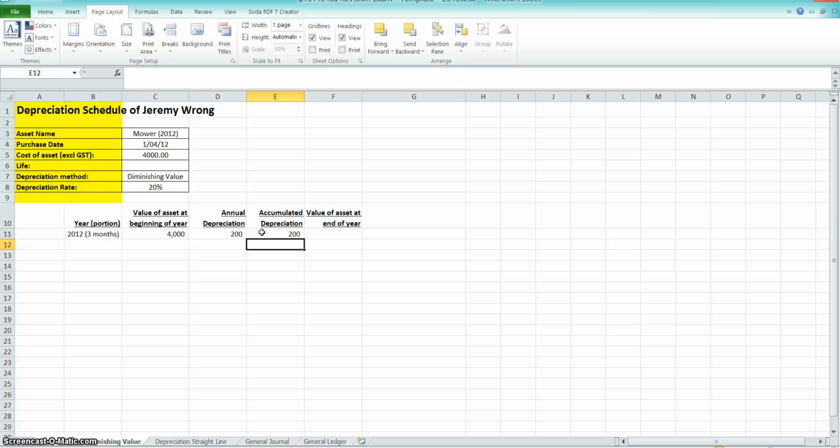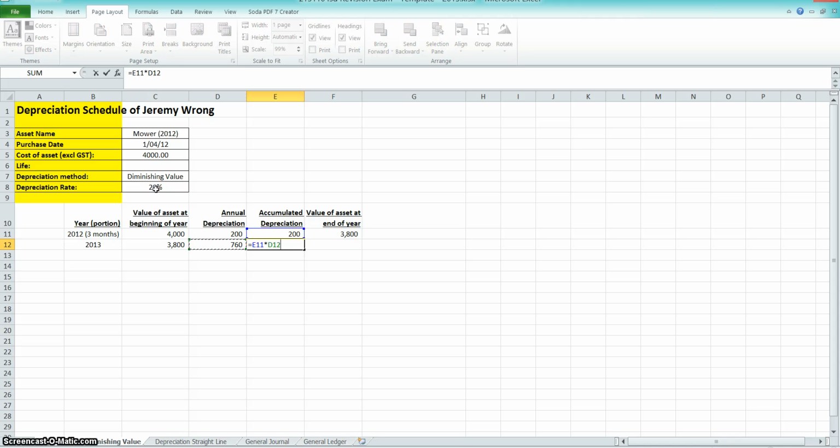Accumulated depreciation is equal to annual depreciation in the first year. And then 4,000, the value of the asset at the beginning, minus that annual depreciation is equal to the value at the end of the year. If we now put in 2013, we'd be looking at 3,800 at the beginning. Annual depreciation would be that figure, sorry, I divided it, I should multiply it. Multiplied by 20%.